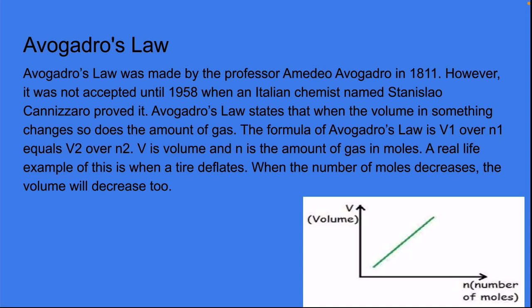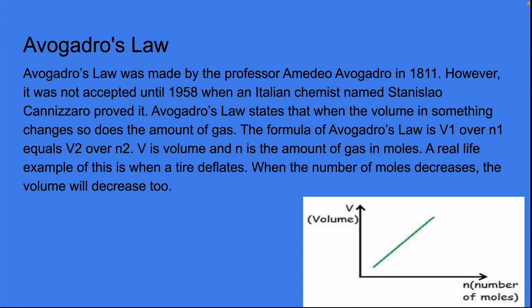And Avogadro's law. Avogadro's law was made by the professor Amedeo Avogadro in 1811. However, it was not accepted until 1858 when an Italian chemist named Stanislao Cannizzaro proved it. Avogadro's law states that when the volume of something changes, so does the amount of gas. The formula of Avogadro's law is V1 over N1 equals V2 over N2.